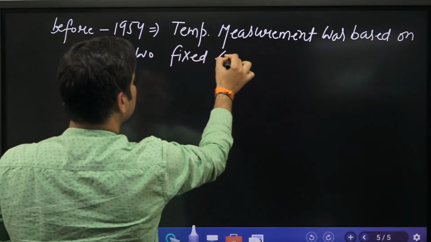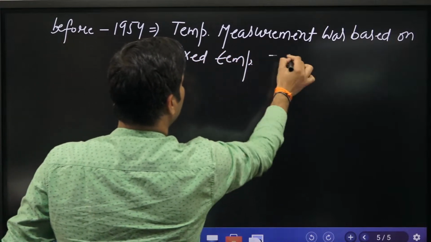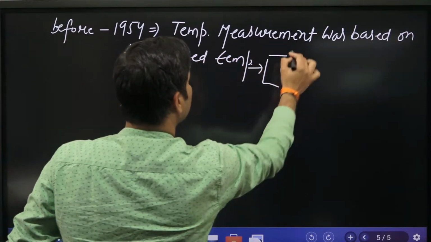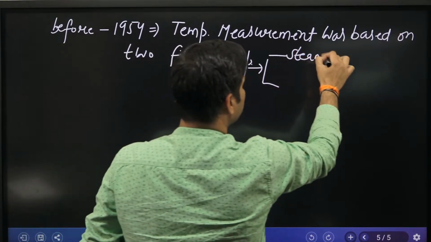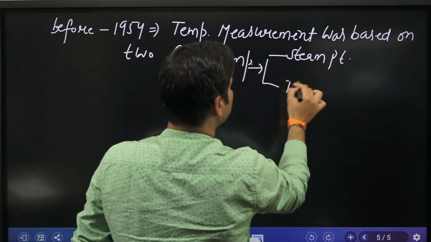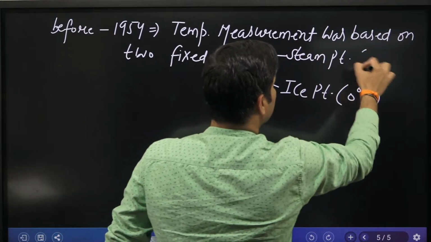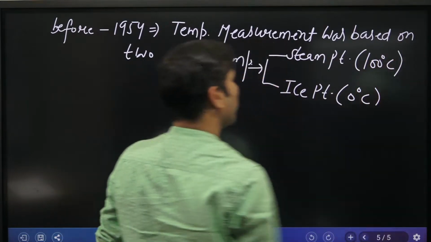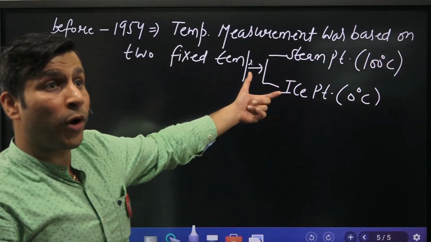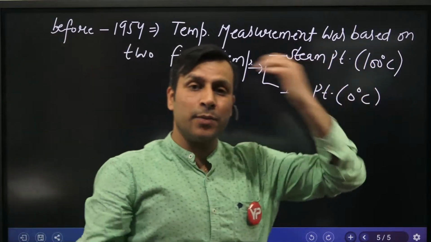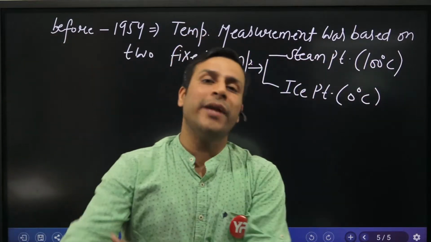And what were they? They are known as the steam point and the ice point. Those were the two fixed temperatures, generally for water only. Ice point is 0 degree Celsius, steam point is 100 degree Celsius. So we generally took these two standard points for measuring temperature before 1954.